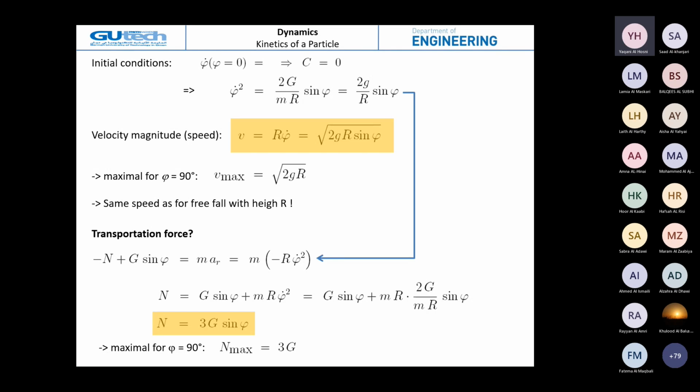Now, what you can see is that in the static case, if we calculate it, there is no acceleration and so on, so N will be only the gravitational force. But here it is 3 times the gravitational force. This is, as an example, the difference between the static case and the dynamic one.